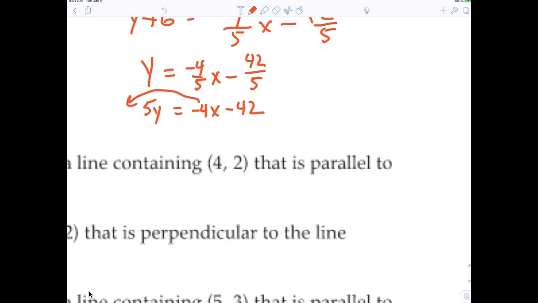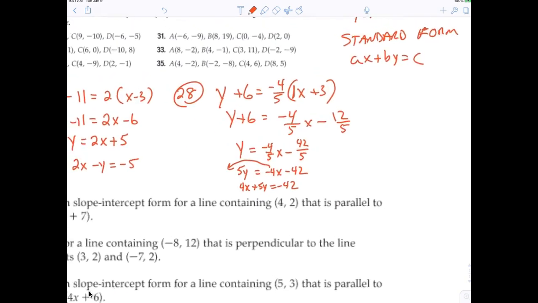So now it's just, Patrick, what? 5y plus 4x. So close. What goes first? Oh, 4x plus 5y. Yes, sir. 4x plus 5y equals negative 42. I'm okay with that. Is everybody okay? Any questions? All right.